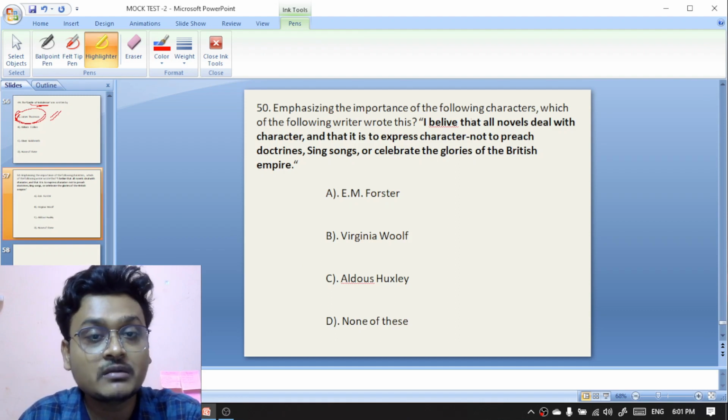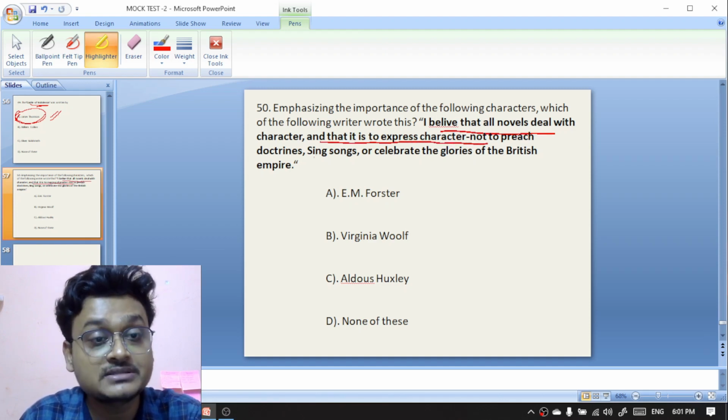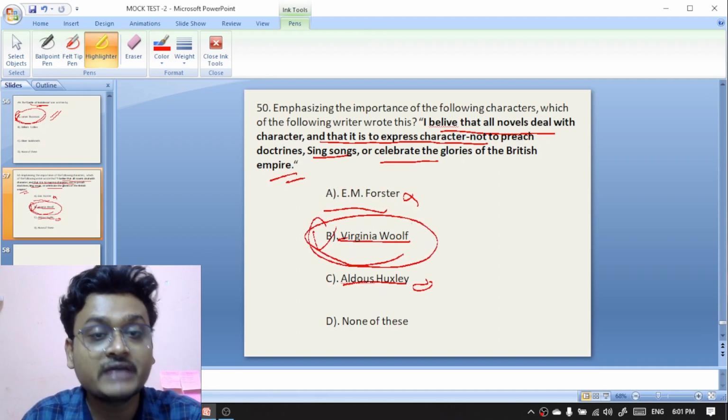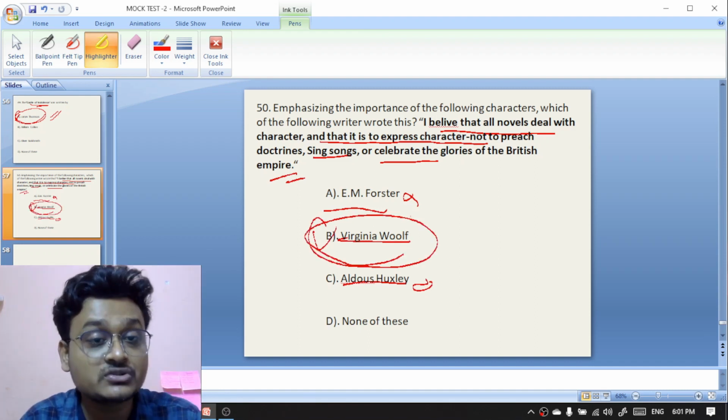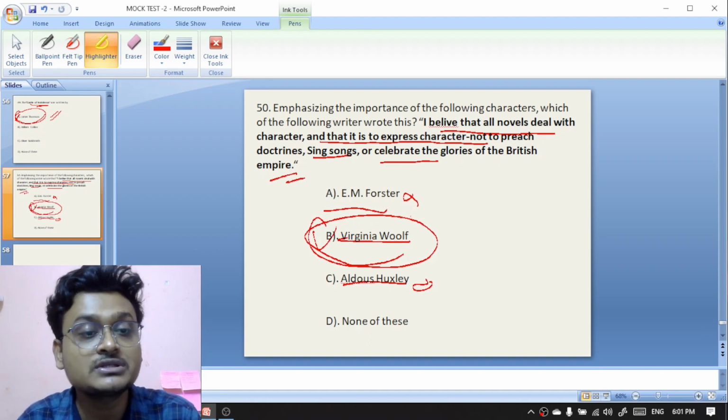Emphasizing the importance of character, which of the following writers wrote this? "I believe that all novels deal with character, and that is to express character, not to preach doctrine, sing songs, or celebrate the glories of the British Empire." E.M. Forster, Virginia Woolf, Aldous Huxley. It was Virginia Woolf who said that all novels deal with character, to express character, not to preach doctrines, sing songs, or celebrate the glories of the British Empire.